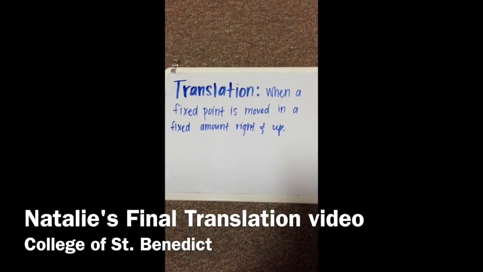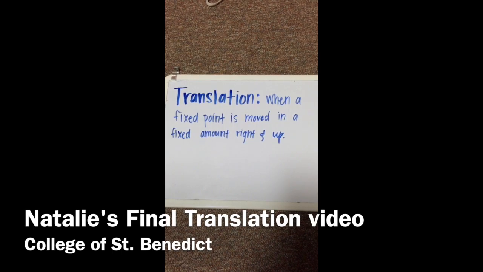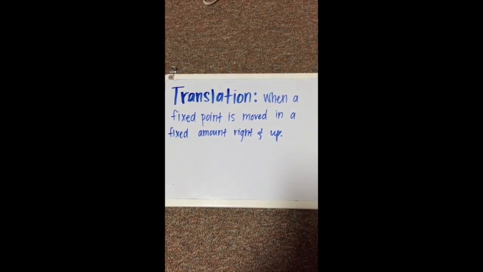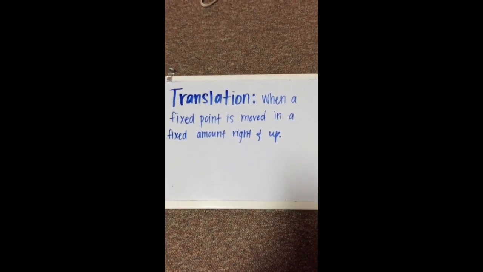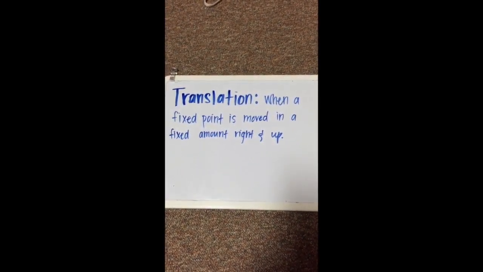So today we will be trying to prove that translations are isometries. The definition of a translation is when a fixed point is moved a fixed amount right and up. And the definition of an isometry is a transformation that preserves distance. Okay, so we're going to pick 2 points.